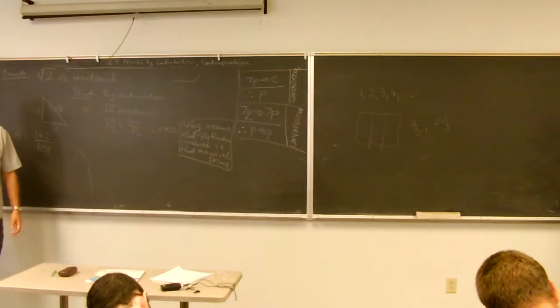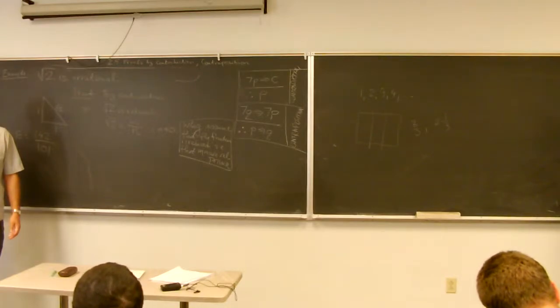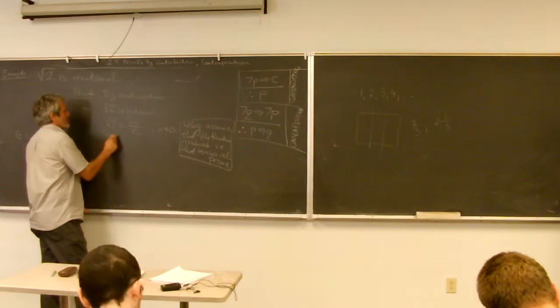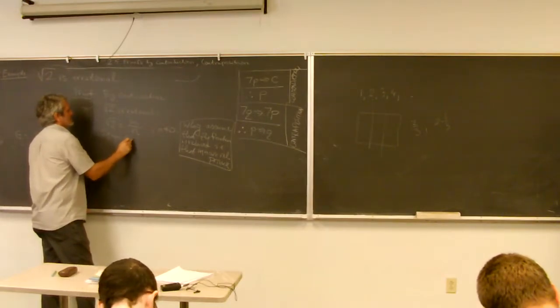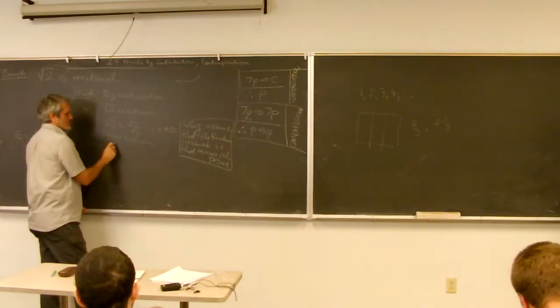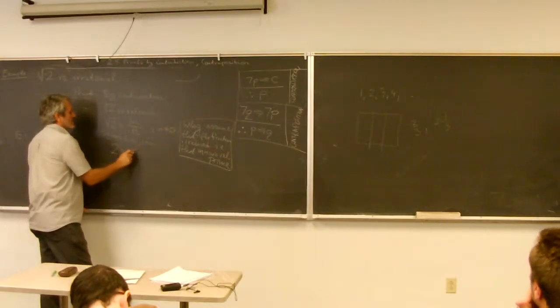All right. So if this is the case, that means what? What is square root of 2, basically? What do we call square root of 2? That's a number that, when you square it, you get what? 2. So I square both sides. Both sides. What do I get? 2 equals m squared over n squared.